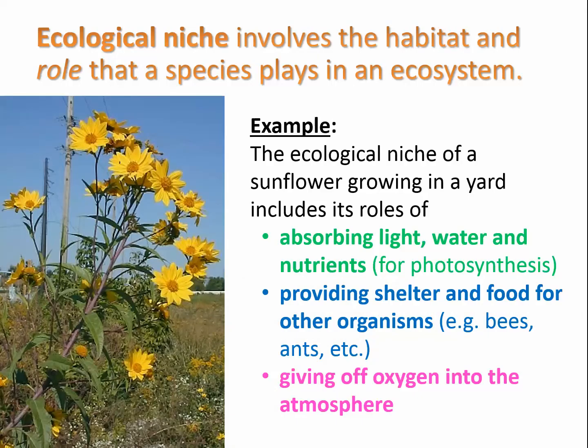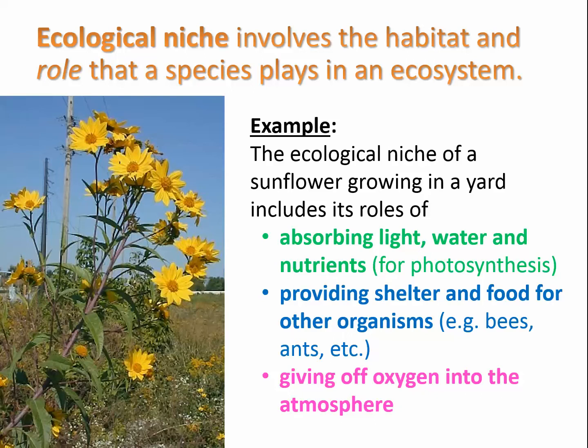Ecological niche involves the habitat and the role that a species plays in an ecosystem. So for example, the ecological niche of a sunflower growing in a yard includes its roles of A, absorbing light, water, and nutrients for photosynthesis, B, providing shelter and food for other organisms such as bees and ants, etc., and C, giving off oxygen into the atmosphere.